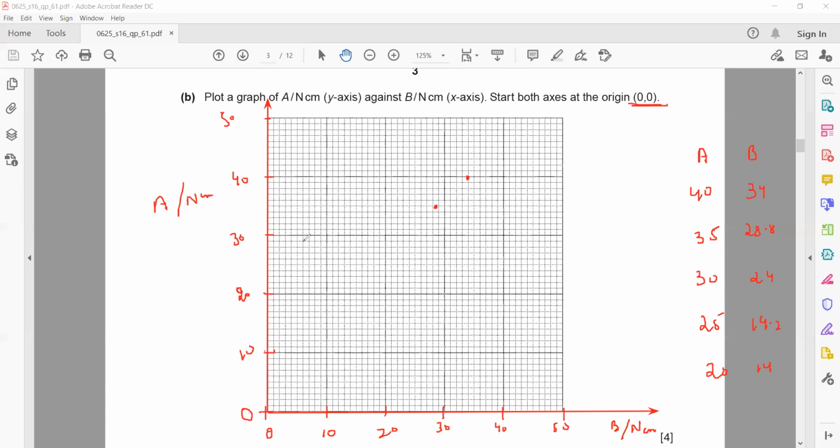30 and 24. So 30 and 24, 30 and 4 boxes for x-axis: 1, 2, 3, 4. Then 25 and 19.2. So 25 and 19.2. So this is 19, a bit more than 19, 19.2. And 20 and 14. 20 and 14 is 1, 2, 3, 4. That's 14. Then what we do, we will draw a best fit straight line.